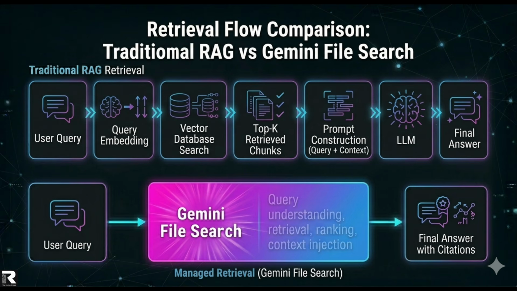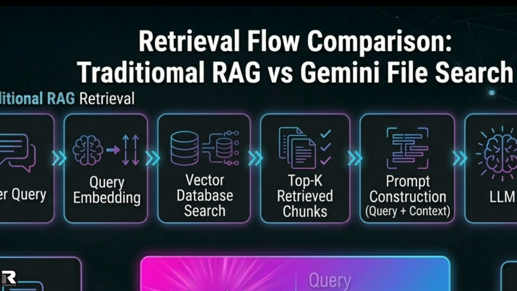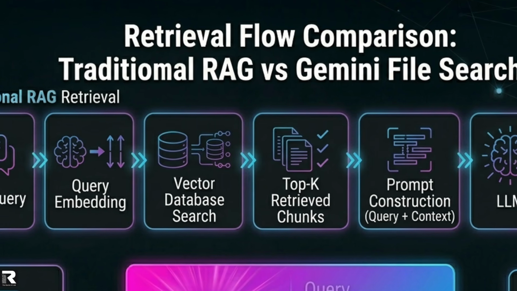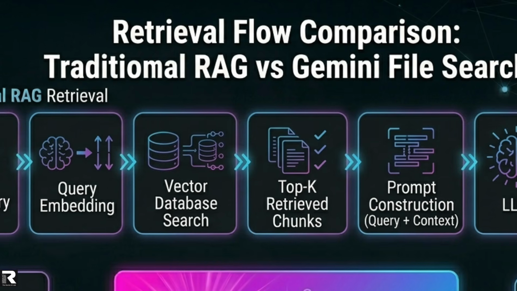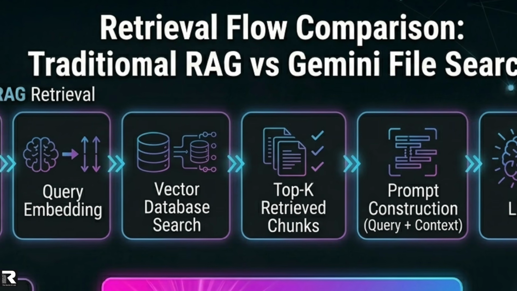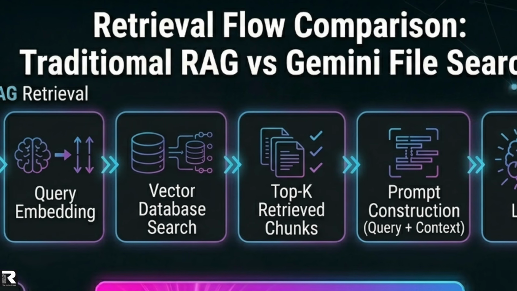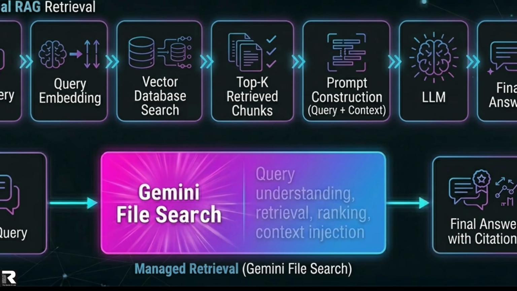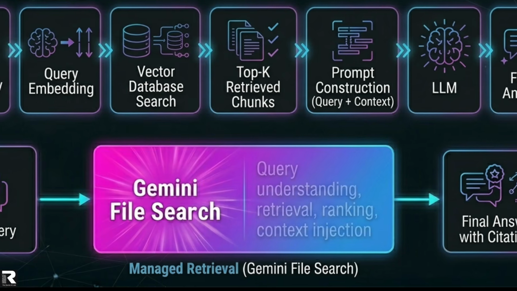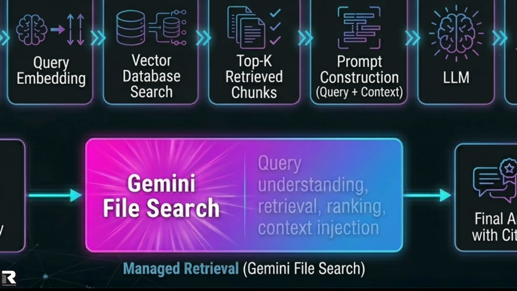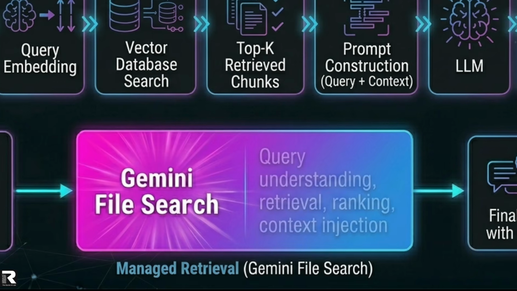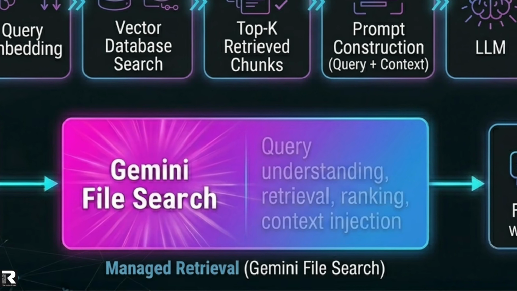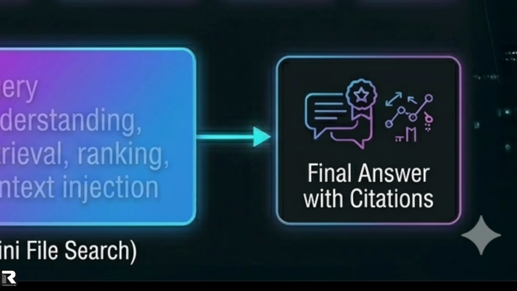Let's zoom in to retrieval, because this is where the biggest difference shows up. Traditional RAG. You embed the query, search the vector database, manually inject results into the prompt. Gemini File Search. Gemini handles retrieval internally. Traditional RAG exposes retrieval, Gemini compresses it into a single step. Relevant chunks are automatically selected, context is injected automatically, and responses include built-in citations.